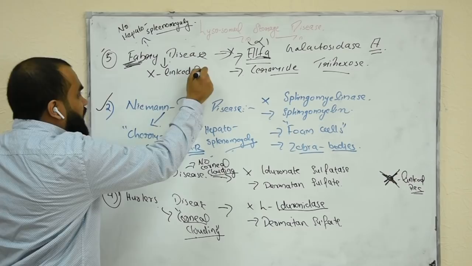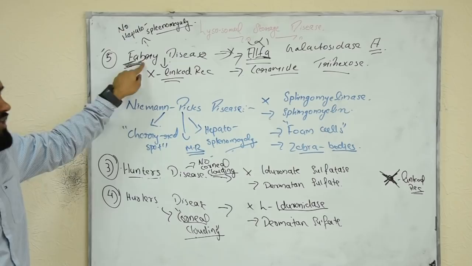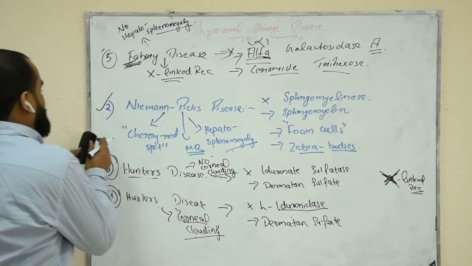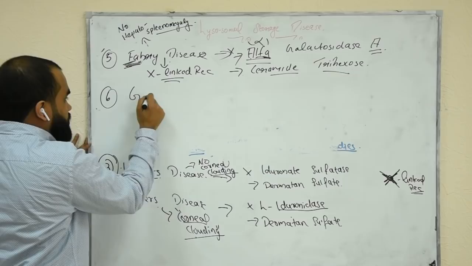So remember, for a lifetime, all the lysosomal storage diseases are autosomal recessive, except two diseases. One was Hunter's, we already studied, other is Fabry. Fabry is also X-linked recessive. Now, next disease, that is very important. And the last one, not last one, we have two more, sorry. One is called Gaucher's disease. Gaucher's disease is very important.